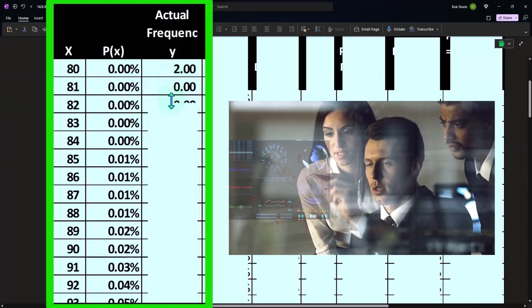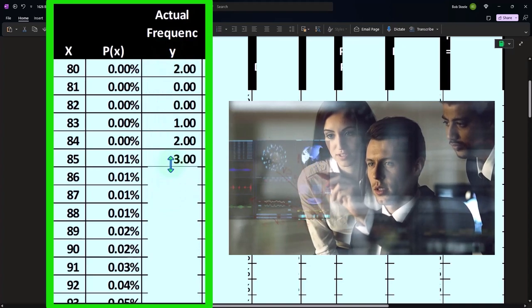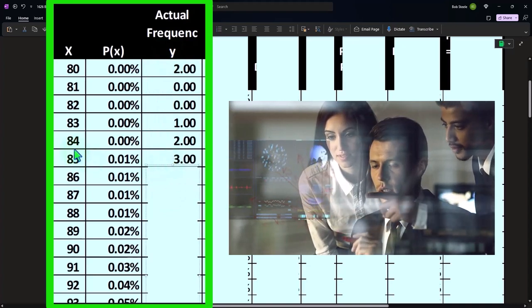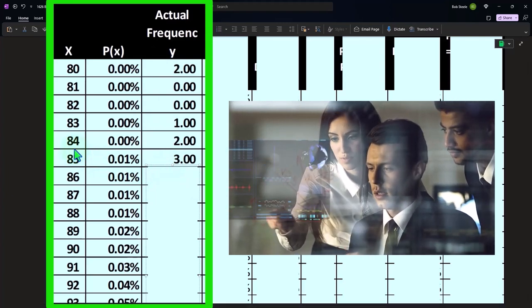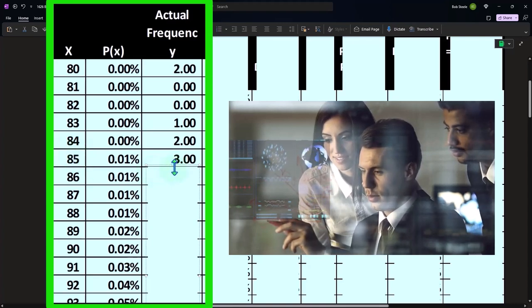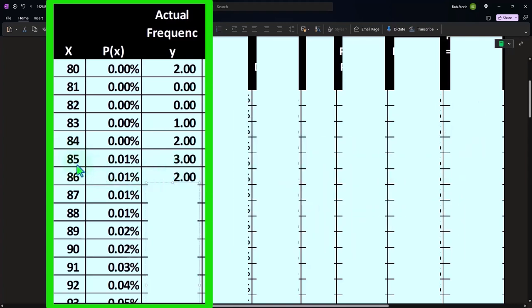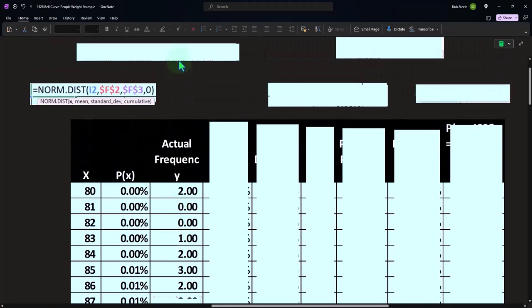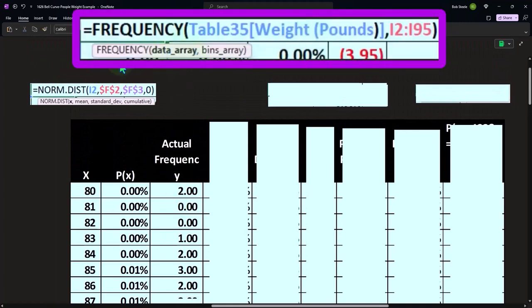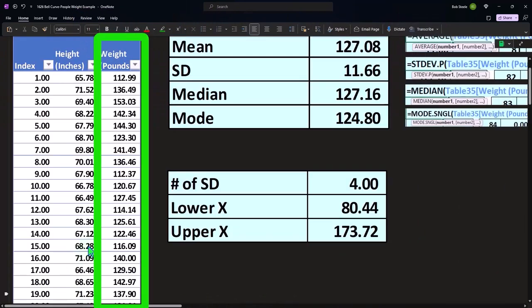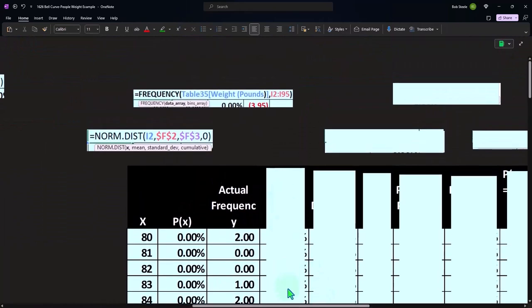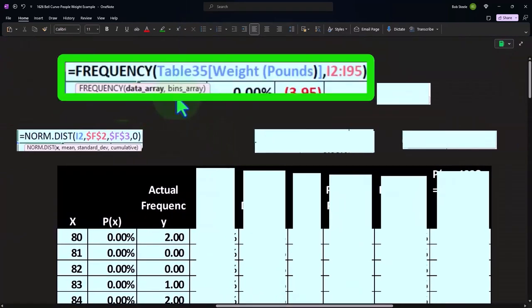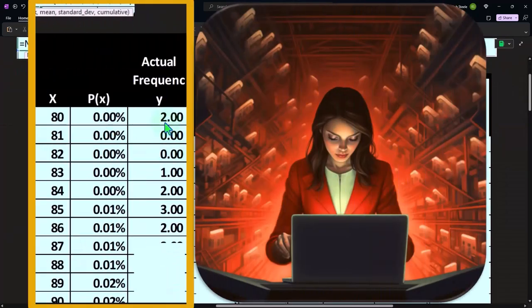So I'm going to do my frequency distribution. For example, in this frequency distribution, I want to say, how many people in our sample or in our population have greater than 84 pounds up to and including 85 pounds? Three of them. How many people are over 85 pounds up to and including 86 pounds? Two people. The frequency formula is up top, which is taking the frequency of the data array. It's a fancy array formula, and that's going to be all of this data. Then the other side is the bins, which are the X's, and then it spills out. It's a spill formula.